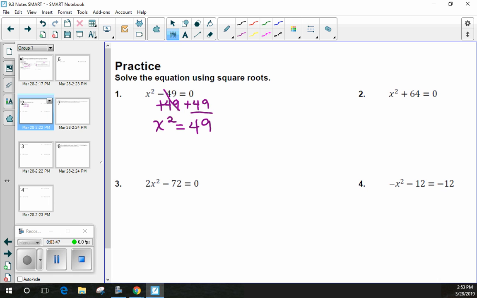Okay, so the last step to get rid of the power is just to take the square root of both sides. This is the inverse of a power. The square root is the inverse of a power of 2. So that's how we end up really isolating that x. And then the square root of 49 is what?